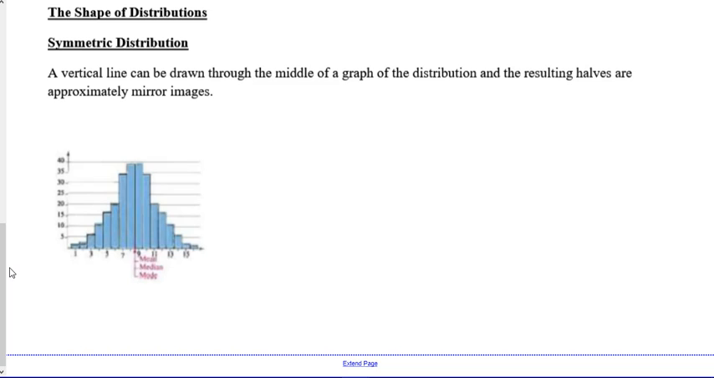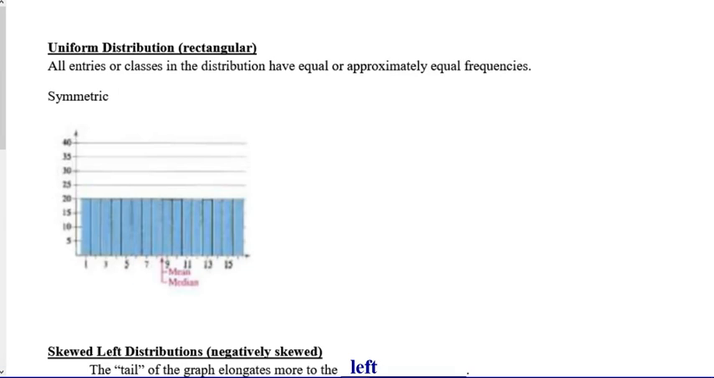All right, the shape of a distribution. Symmetric. Symmetric means the left side matches the right side. So if you have this line down the middle where the mean, median, and mode are all equal, and you have this perfect bell curve, that's symmetric. It doesn't have to be perfectly symmetric to have a symmetrical shape, but this would be a representation that is perfectly symmetrical.